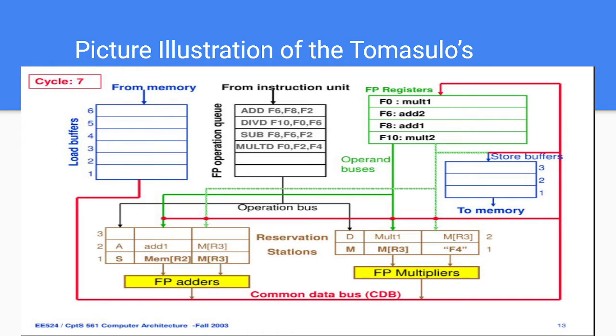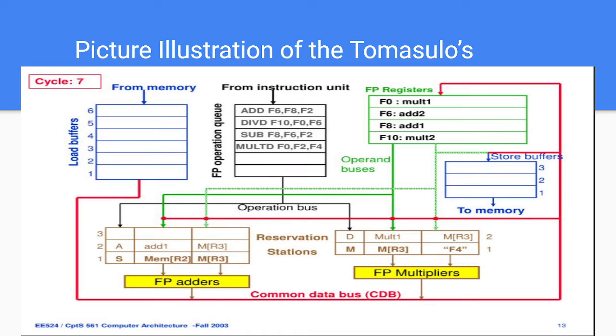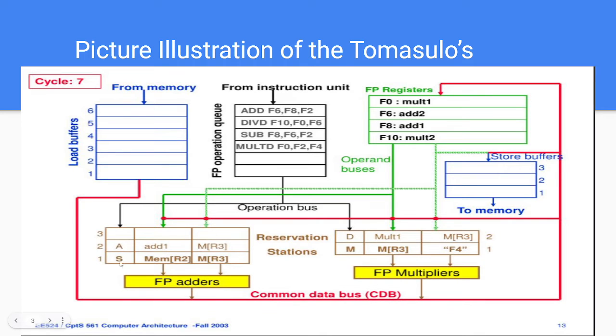Now, how does the process begin? The data will first be taken by the floating point operand queue, and that will be issued to the adders. After the values have been dispatched to the adders, the adders will write back the result to the common data bus. Same goes for the multipliers.